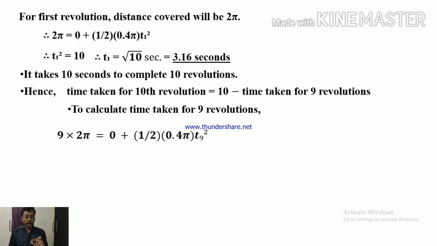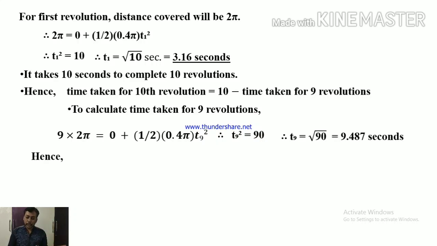So here 9 into 2 pi means theta is there. Omega 0 t, again omega 0 is 0, so omega 0 t is 0, plus half as it is. 0.4 pi is the value of alpha, and T9 is the time taken to complete 9 revolutions. So T square is T9 square here. If we solve it, we get T9 square is equal to 90, and taking the square root on both sides, T9 is equal to under root 90, and that is equal to 9.487 seconds. So this is the time for 9 revolutions.